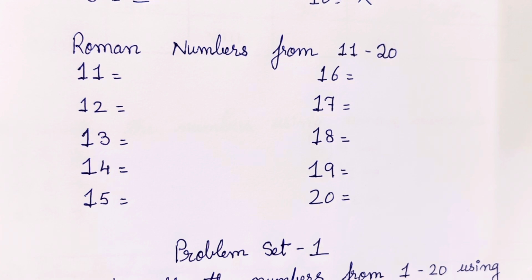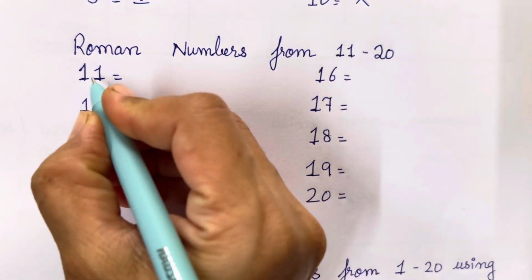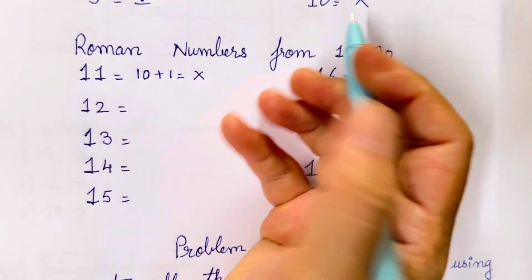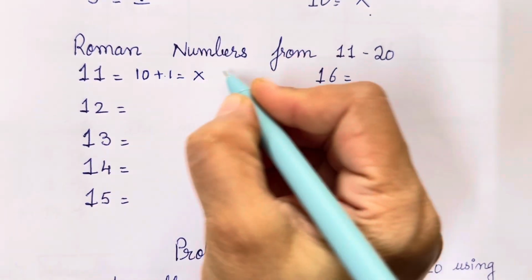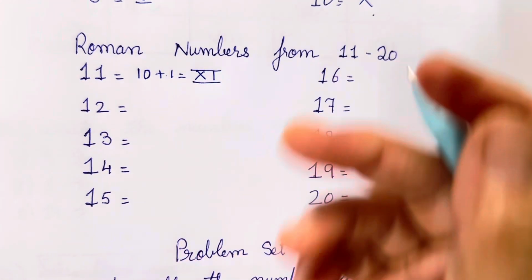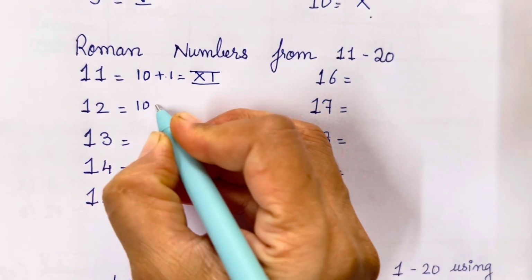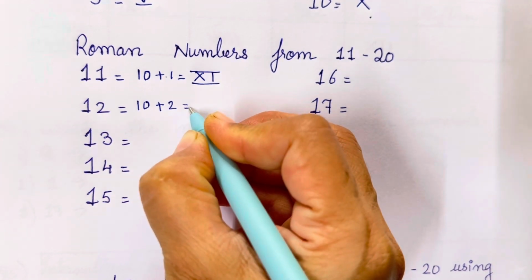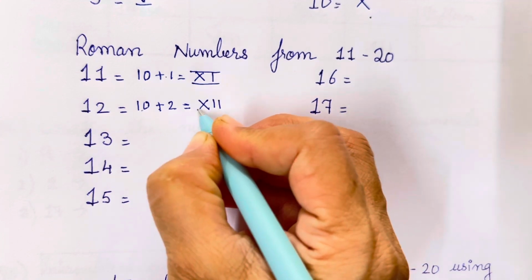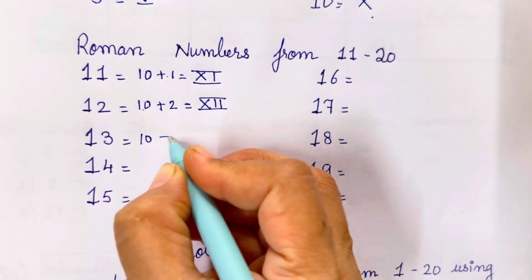Same concept we are going to use over here also, children. So don't worry, I will explain step by step how you have to write the numbers from 11 to 20. So 11, that means 10 plus 1. So how is 10 written? In the form of X. Okay, and 1 we all know. Got it? So this is your Roman number. Then comes 10 plus 2, that is 12. Isn't it? 10 plus 2 is going to be 12. Then 10 plus 3.